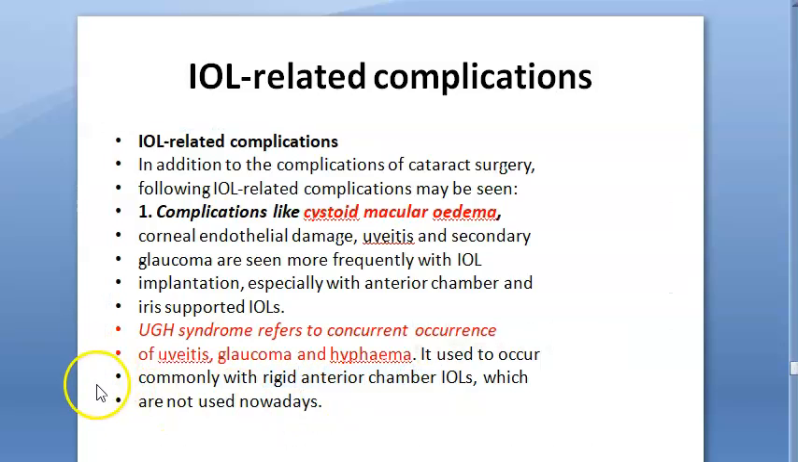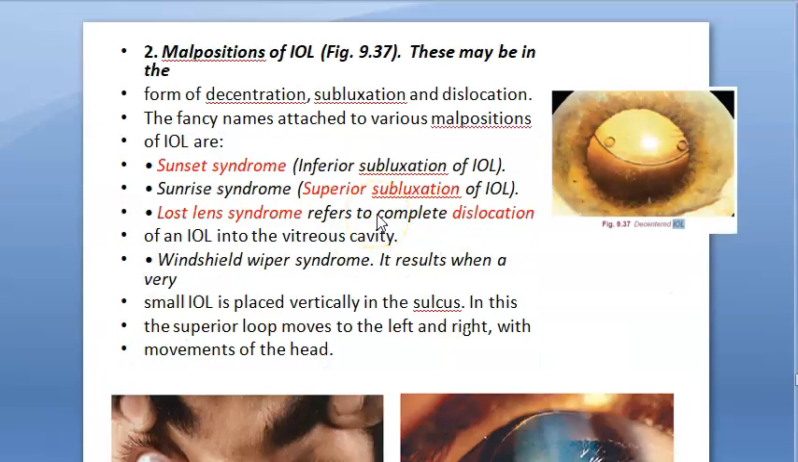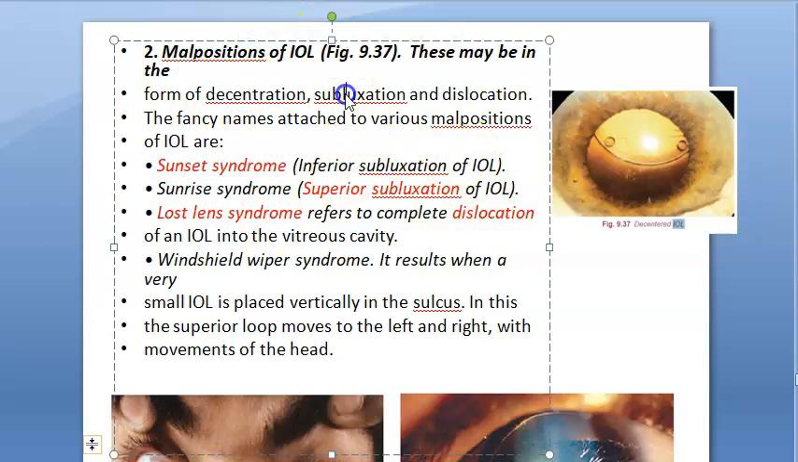What do they use now? Foldable, rollable? Yes. We are looking at all the problems that can happen. There can be malpositions of the IOL like decentration, subluxation, so many things. There are fancy names like sunset syndrome where inferior subluxation happens, sunrise syndrome where superior subluxation happens, and lost lens. It is complete dislocation of the IOL. It goes off into the vitreous cavity.